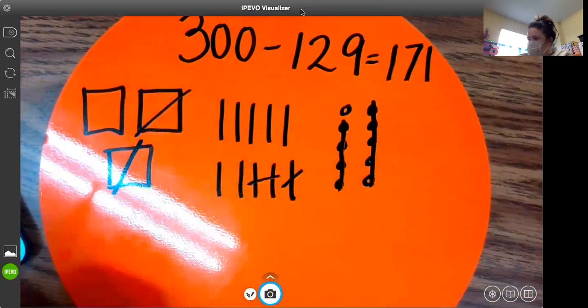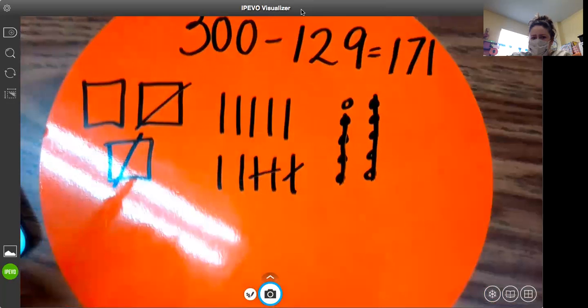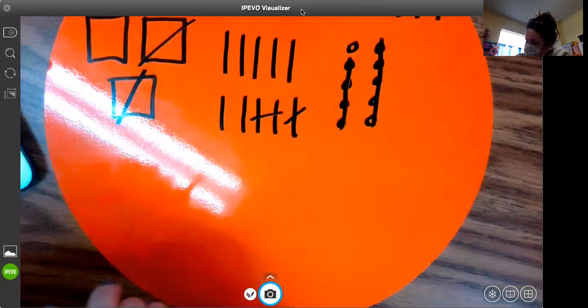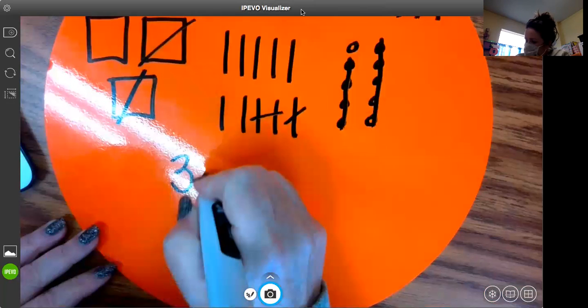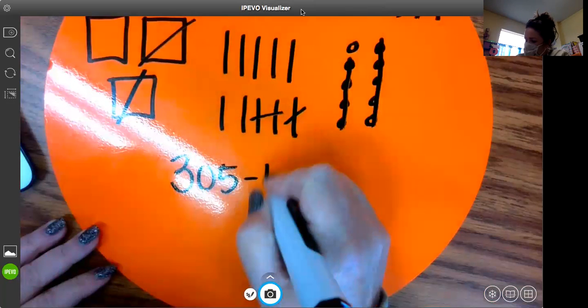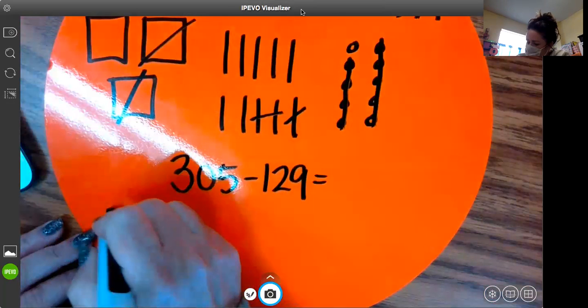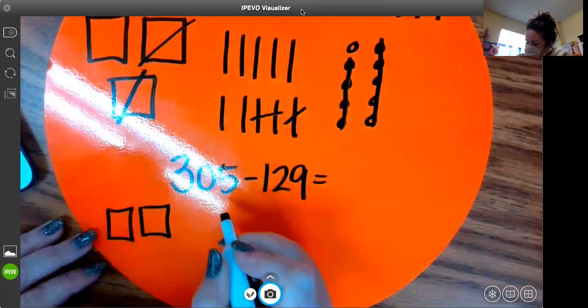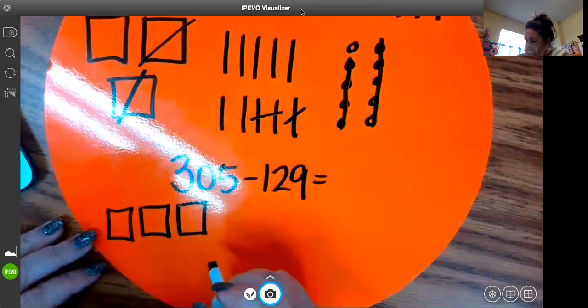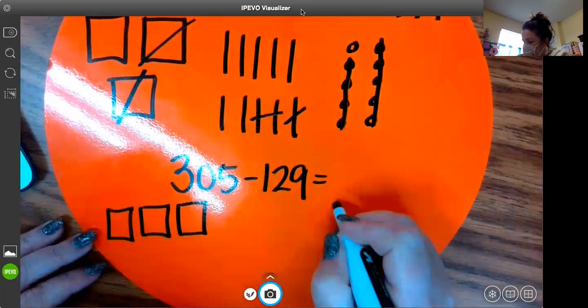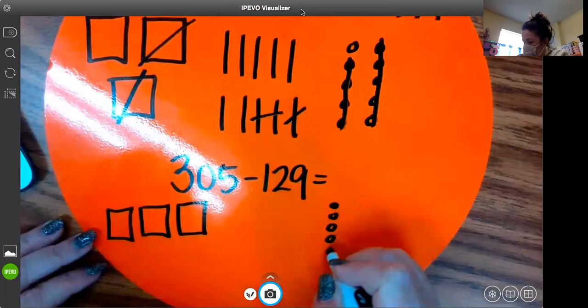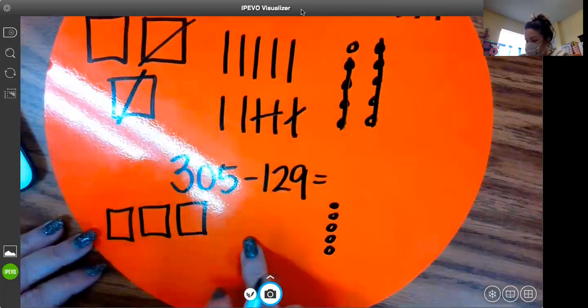Our next problem is going to be 305 minus 129. We're going to draw our first number. We call that the minuend. And we don't have any 10s, but we do have some 1s. And it's not that we don't have 10s, because we have 10s here in the hundreds.